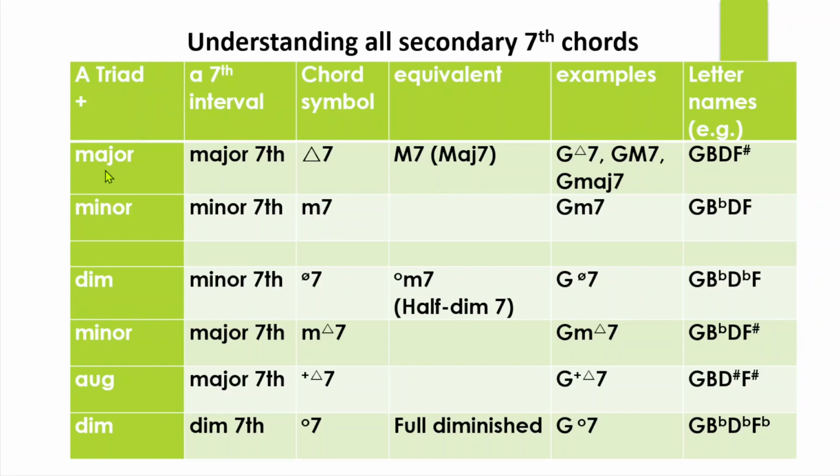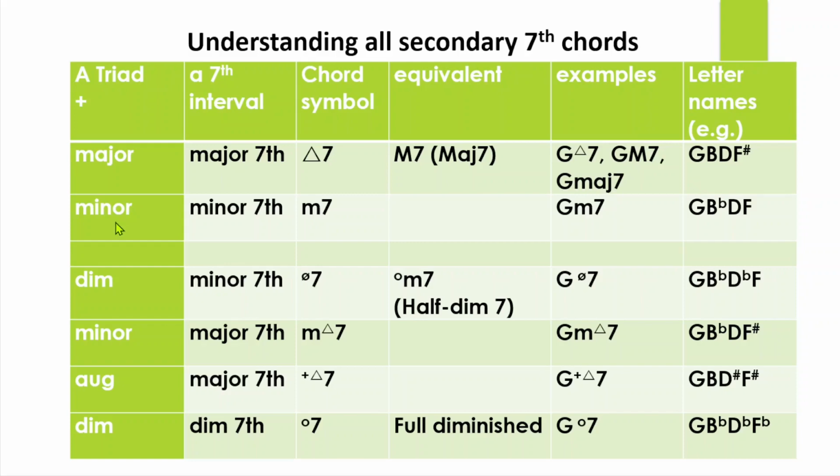The first one is a major triad plus a major 7 interval. The chord symbol is a triangle 7, or uppercase M7 or MAJ7. This is called G major 7 chord, or G capital letter M7 or G MAJ7. The chord spells as G B D F sharp.